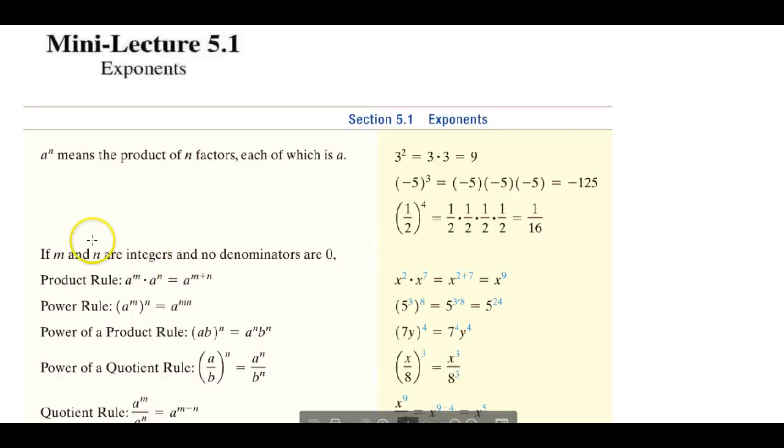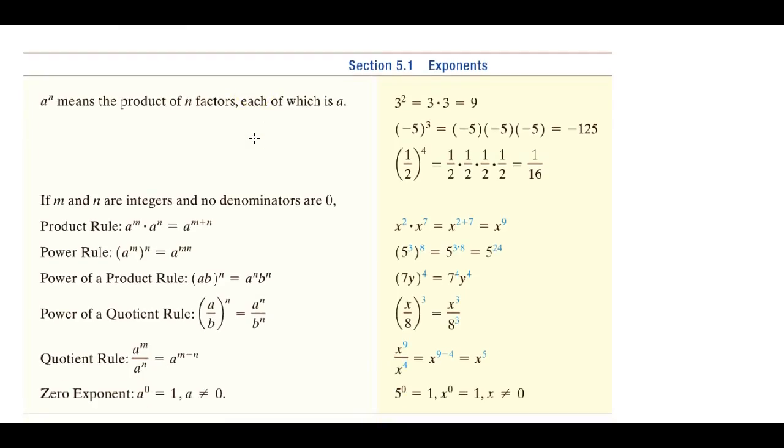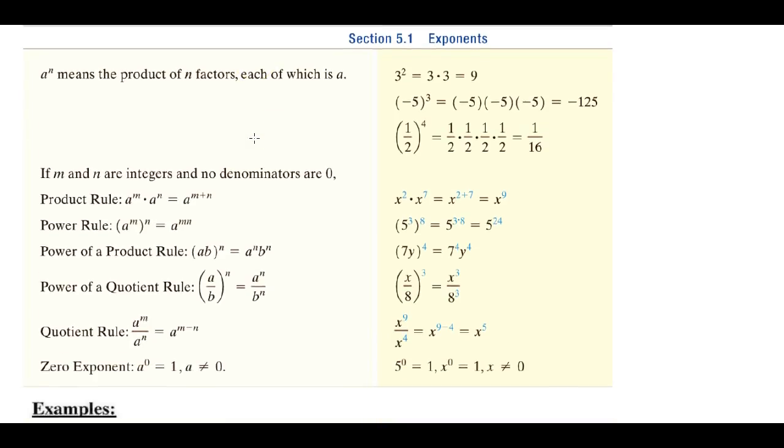As we start Chapter 5, in Lesson 1 we're going to be dealing with exponents. And what I did is I copied this from our textbook, which goes over the basic rules. So a little background, and take any notes that you want.